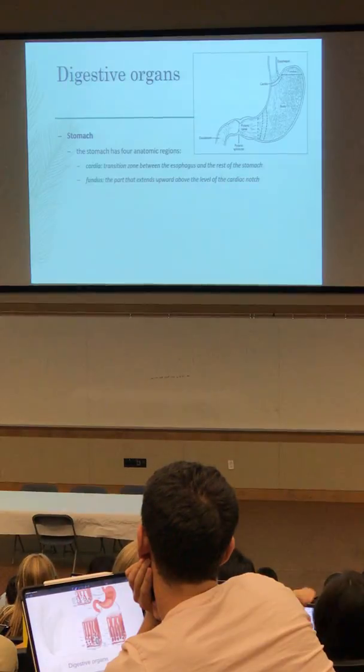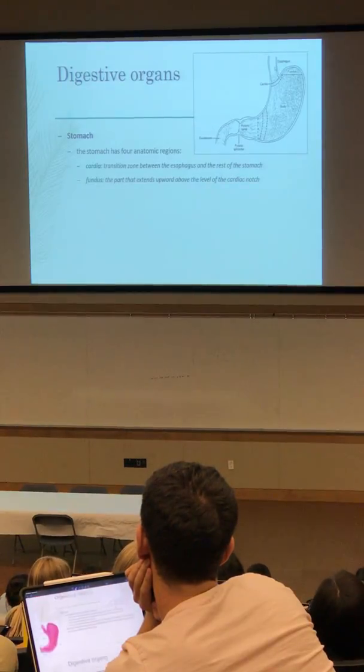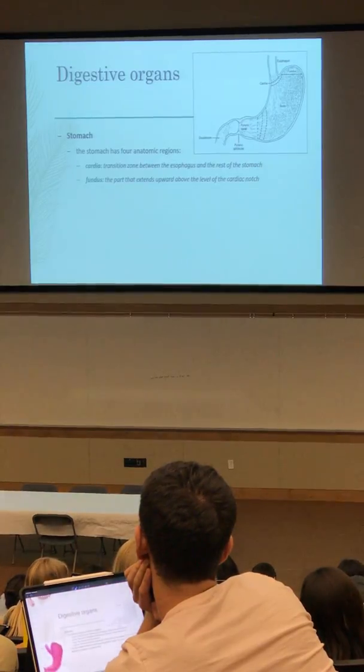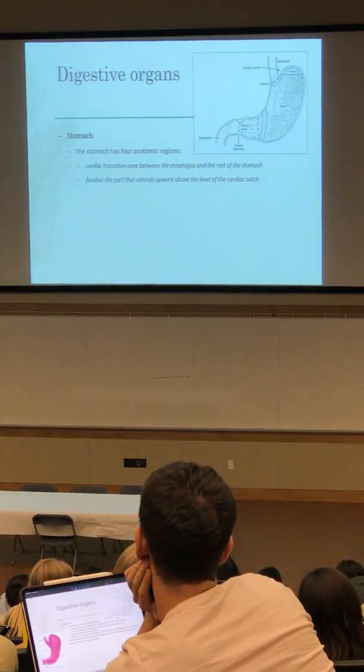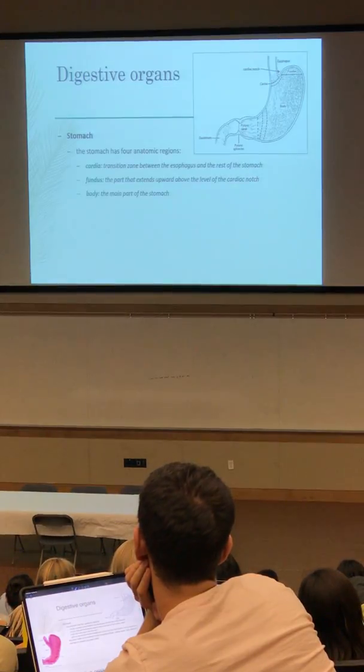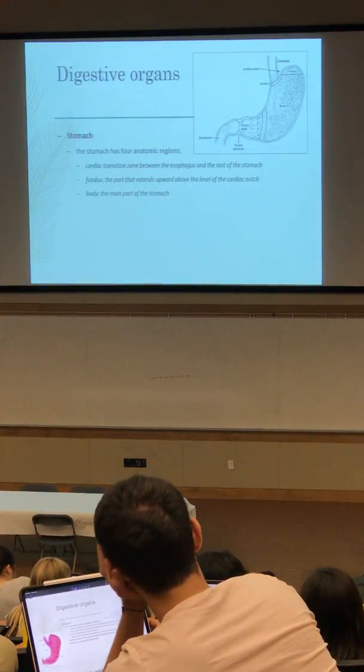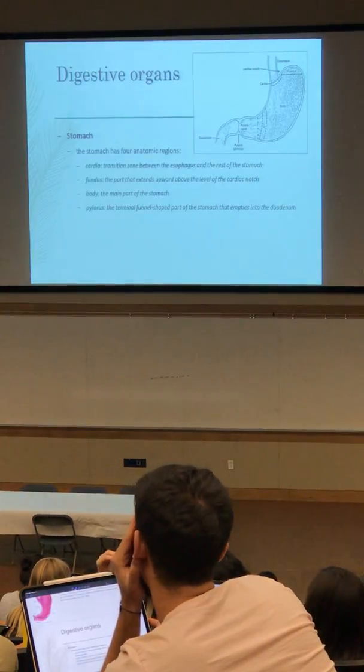Now, this little notch right here is called the cardiac notch. So the fundus would be the part above that level of the cardiac notch. There's the cardiac notch. I'm indicating that on the picture. And then the body is just the main part of the stomach, so all of this is going to be called the body here. And then we have what we call the pylorus.